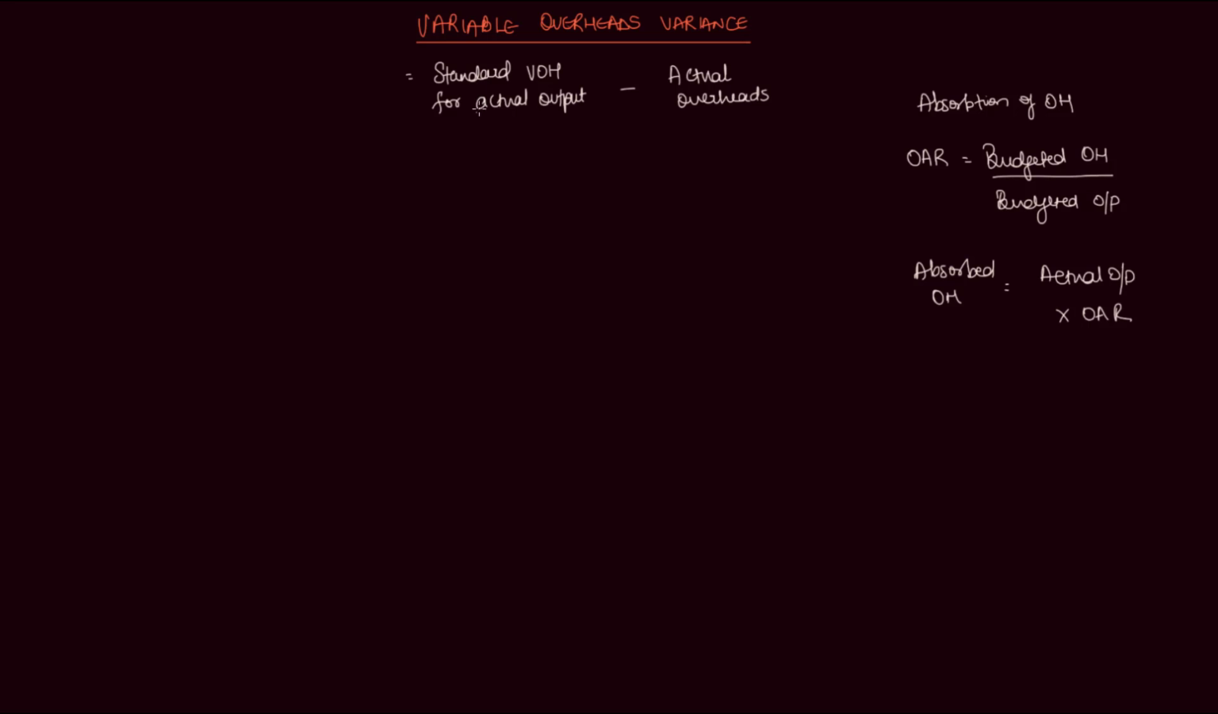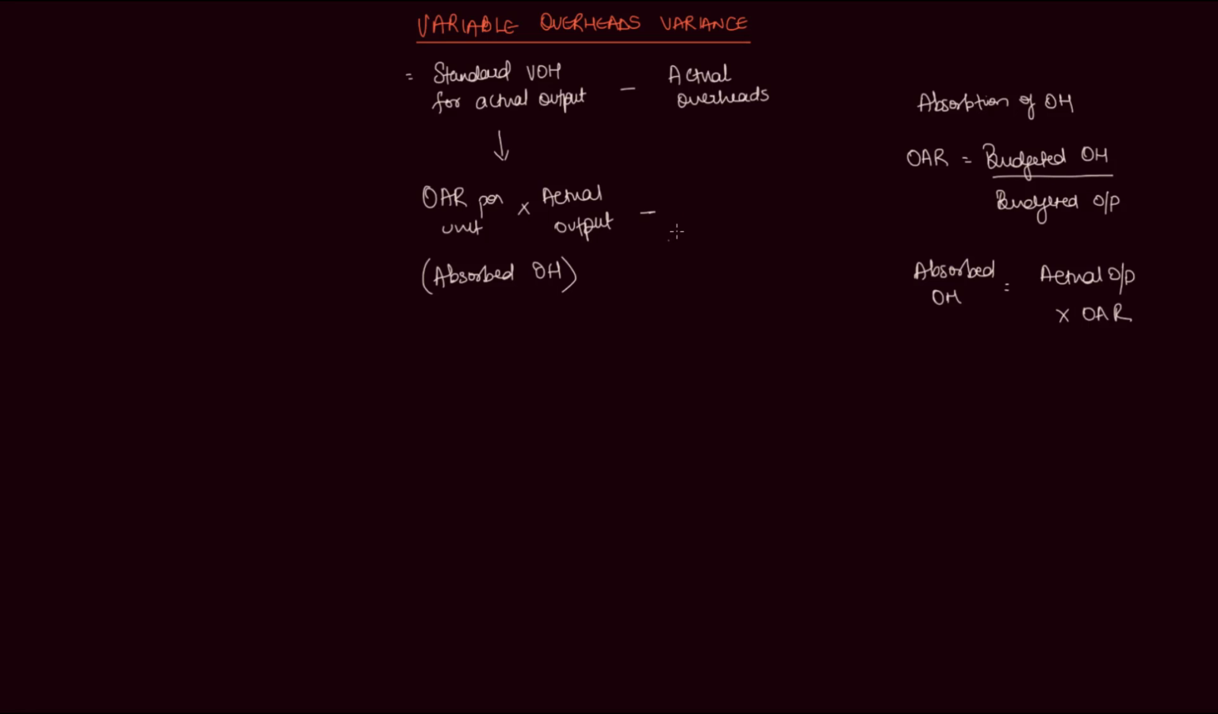Now, how do we calculate our standard variable overhead cost for actual output? We will take our overhead absorption rate per unit and multiply it with the actual output produced. That's how we will get our standard cost for actual output. So in other words, this is nothing but absorbed overheads. In case of variable overhead variance, the standard cost of the output is nothing but the absorbed overheads itself. So just remember this fact.